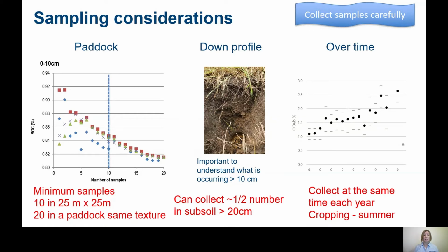This graph here that you can see on the left shows the number of samples on the x-axis, and it shows the soil organic carbon value on the y-axis. And you can see there's a dotted line at around 10 samples. So what this is basically showing is that below 10 samples, the carbon values will fluctuate wildly. So the confidence that you would have in a result where you have collected less than 10 samples will be quite low, only because the natural variability in that area hasn't been captured.